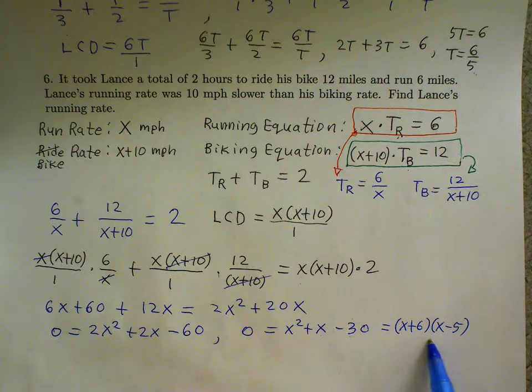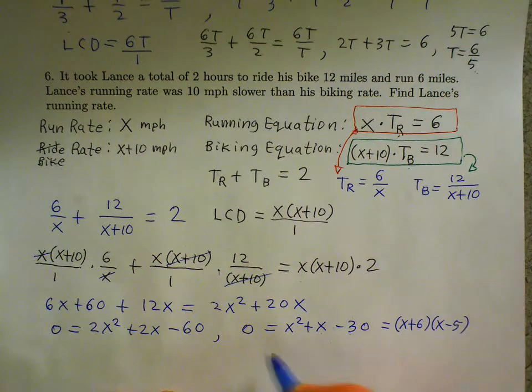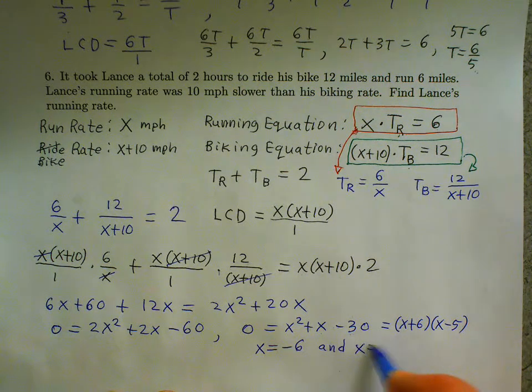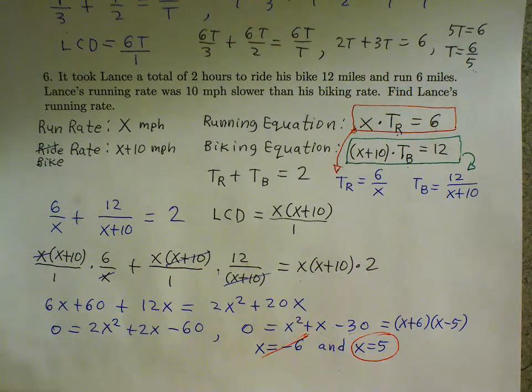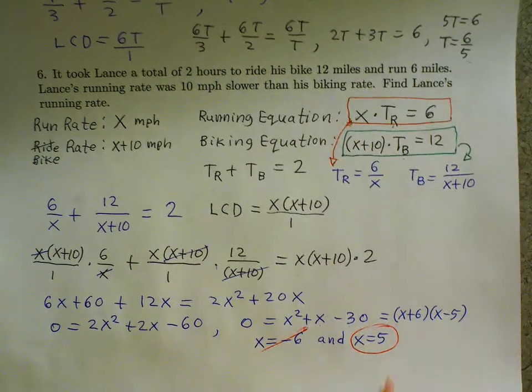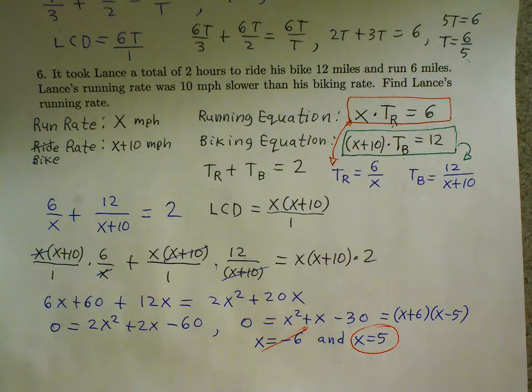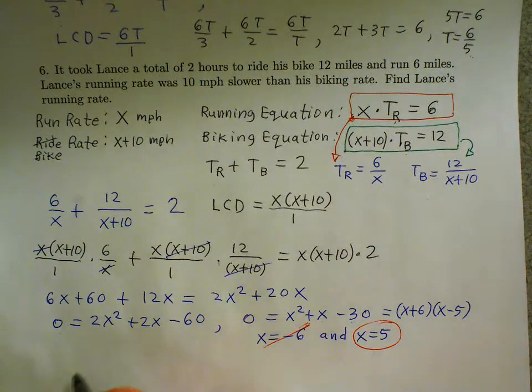This equation has two solutions. x equals negative 6 and x equals positive 5. But for our purposes, in the word problem, the positive solution is the only one that makes sense. So that's the running rate. So we found that Lance's running rate is 5 miles per hour.